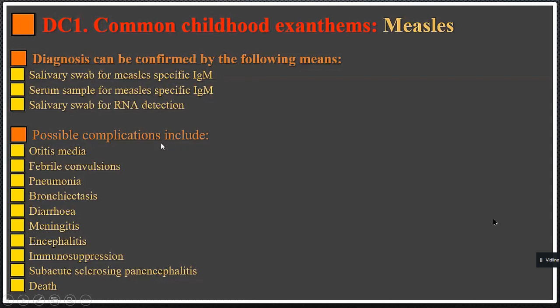Possible complications, here the most common is otitis media. It's not serious, but the most common. So if you find it, you can choose otitis media. Also febrile convulsion, it's not serious, but it's common. Pneumonia here is serious, but not common. So the most common are otitis media, febrile convulsion, and then pneumonia, bronchiectasis. So these are serious but not common.